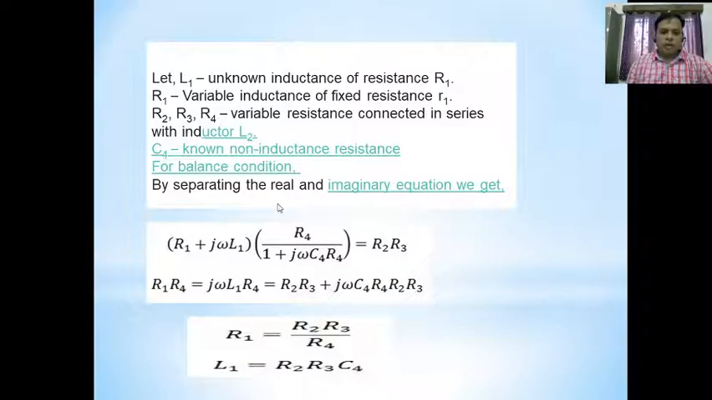Now, (R1 plus j omega L1) into R4 by (1 plus j omega C4 R4) is equal to R2 R3. By multiplying this and removing the brackets, R1 R4 plus j omega L1 R4 is equal to R2 R3 plus j omega C4 R4 R2 R3. Like this, we get R1 equals R2 R3 by R4. So R1 R4 is equal to R2 R3, as we know here.